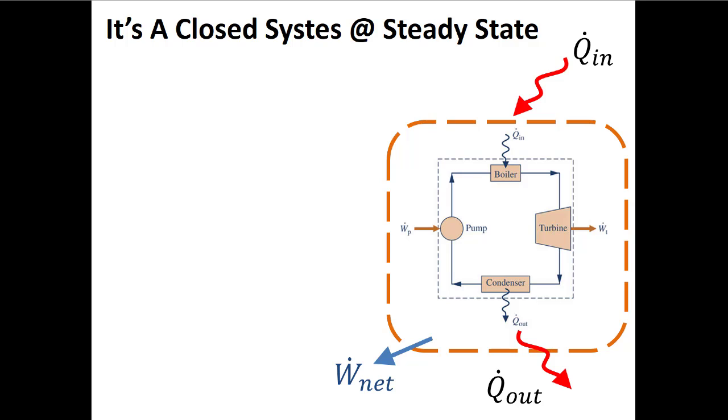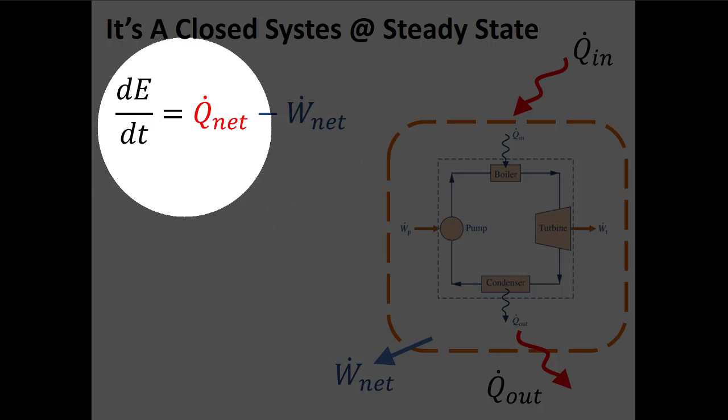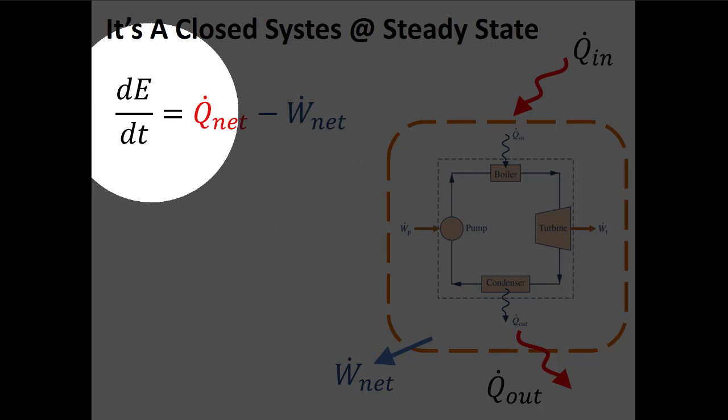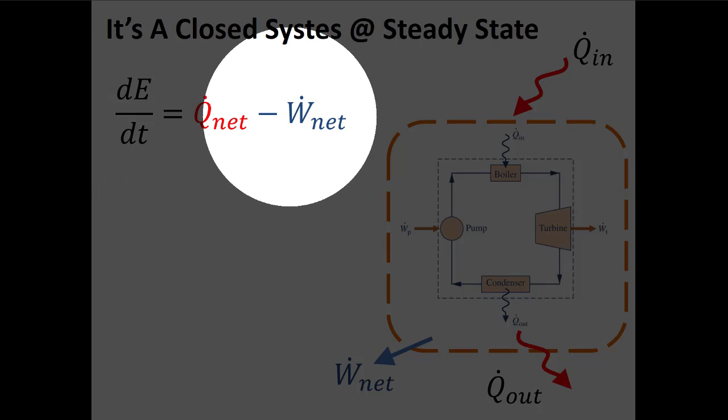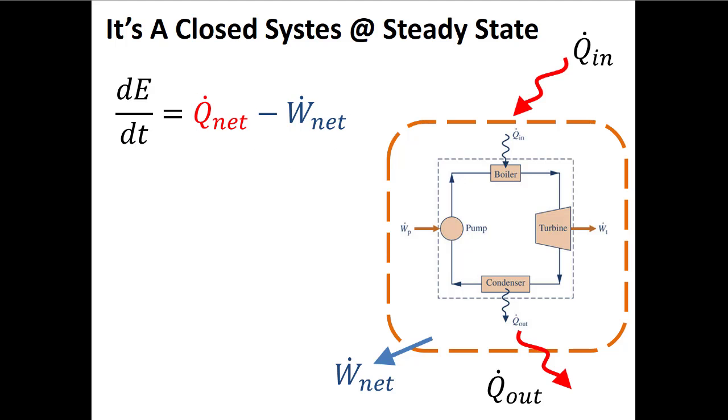So this is a closed system at steady state if we draw our control volume big enough. So that means we could do a rate equation here, right? Remember before, we had the equation for closed systems as delta E is equal to Q minus W. Now we've divided all the terms by delta t, and taken the limit as delta t goes to 0, and we get dE/dt is equal to Q dot net minus W dot net.